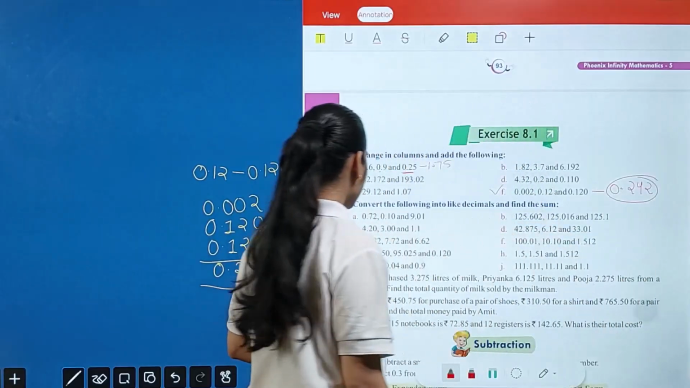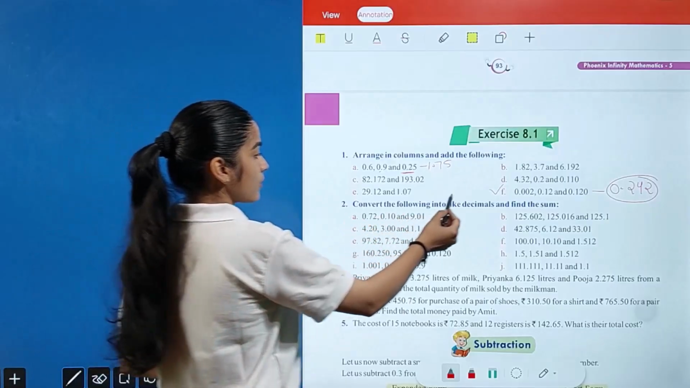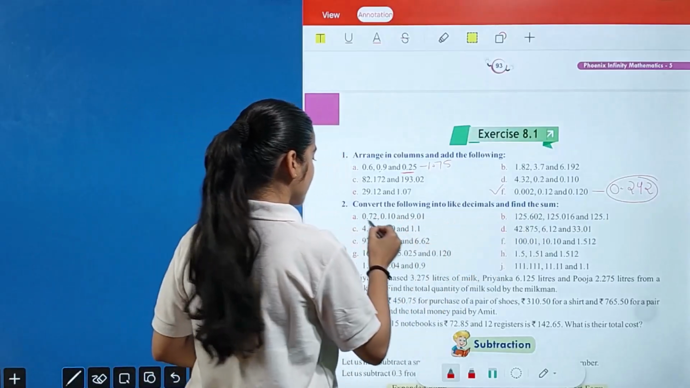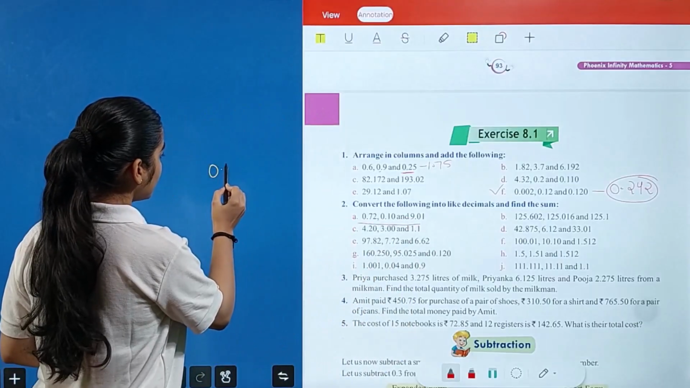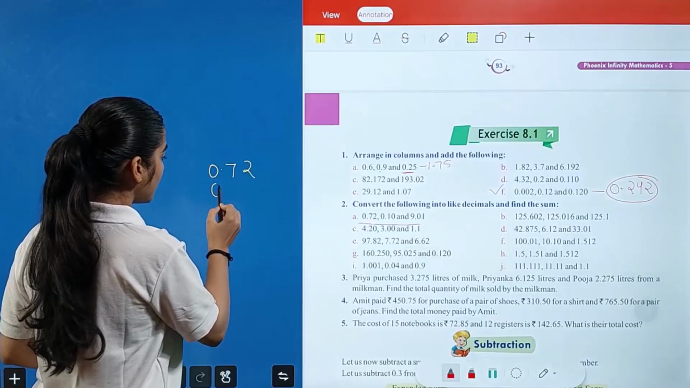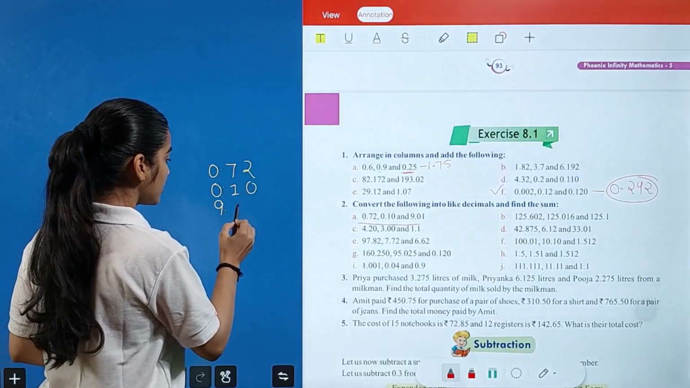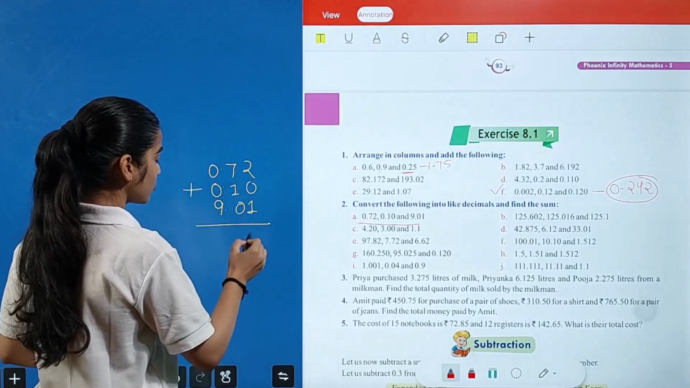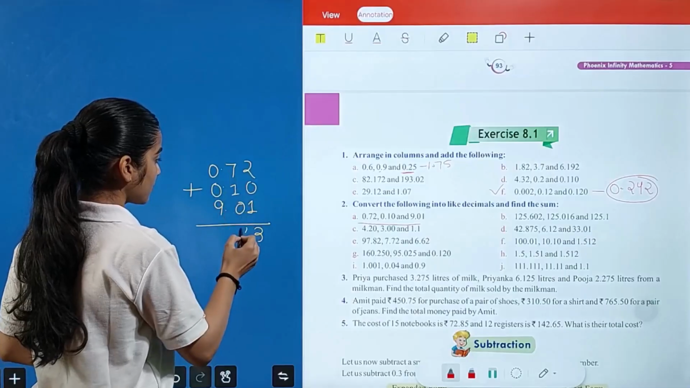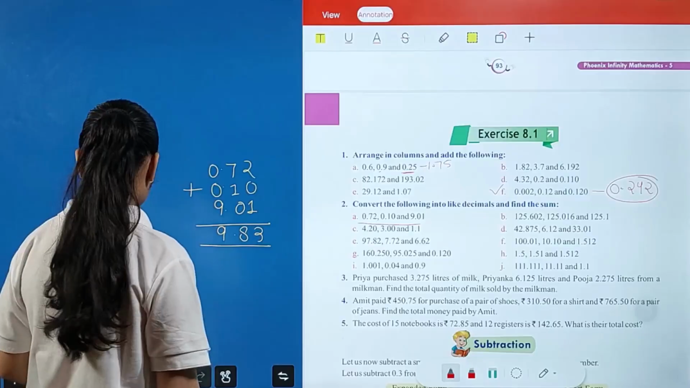Okay, now we move forward to question number 2. Convert the following into like decimals and find the sum. Let's take part A: 0.72, 0.10 and 9.01. All these are already like decimals. So 2 plus 1 is 3, 7 plus 1 is 8, and 9. 9.83 is your answer. Fine.